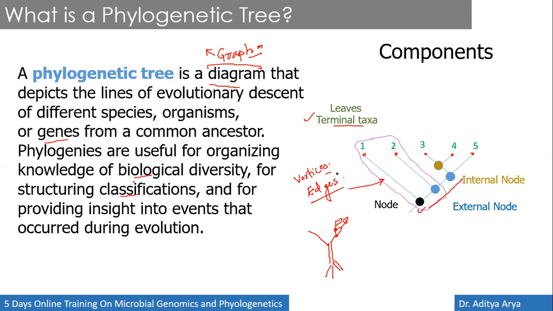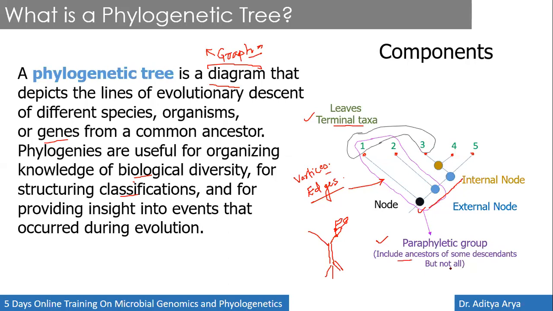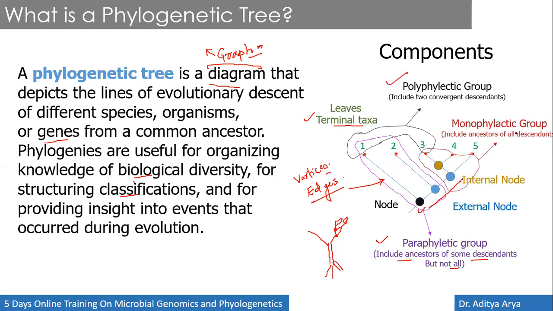Now, besides this, if you look at the specific parts of this tree, if I take this particular part shown in purple color, then this part is represented as a paraphyletic group. A paraphyletic group indicates that it includes ancestors of some descendants, but not all. So let me first complete all three types. This is a polyphyletic group and this group is a monophyletic group.